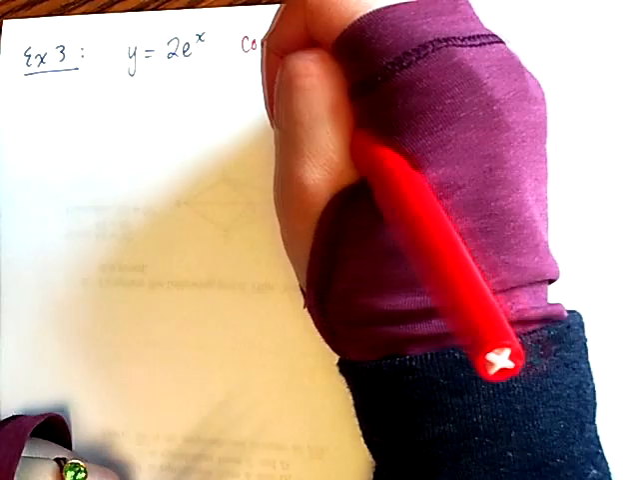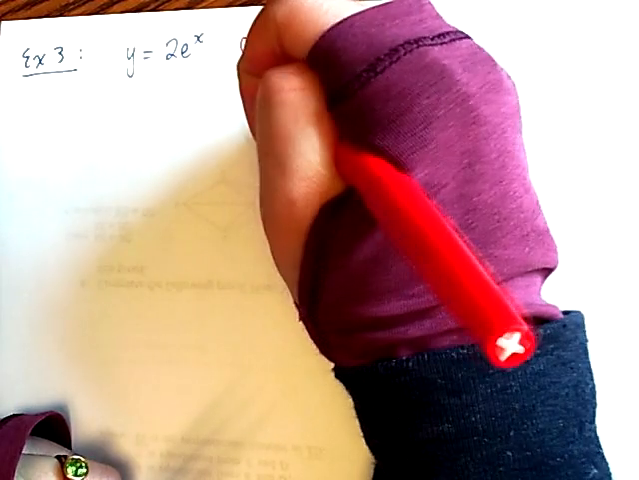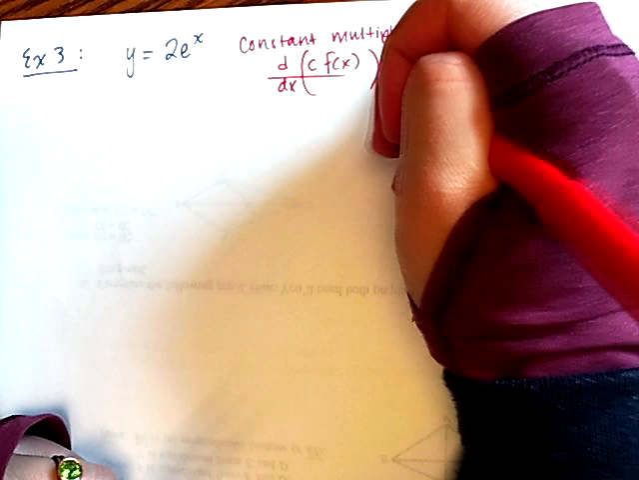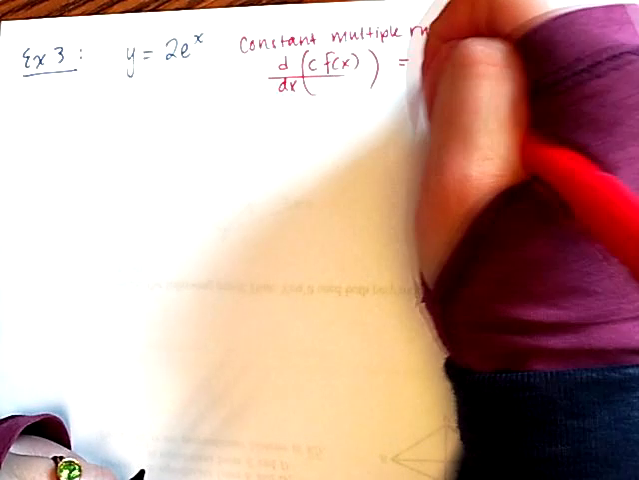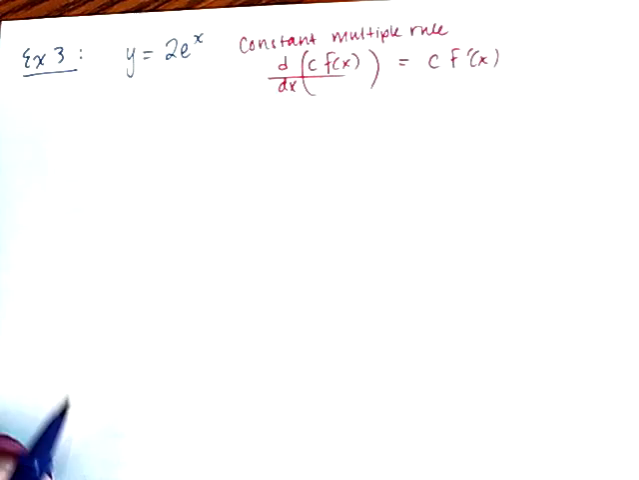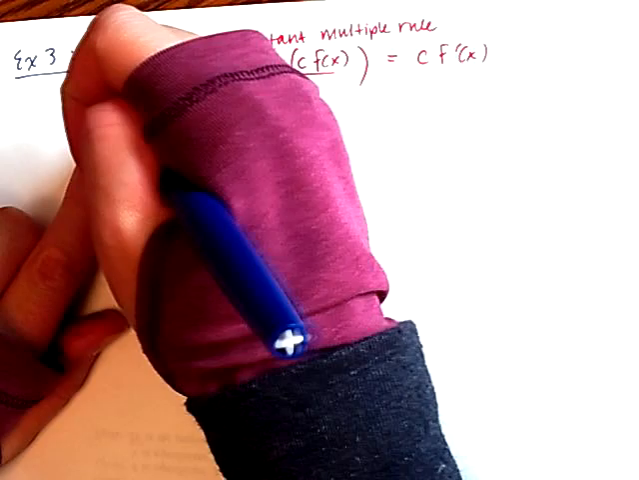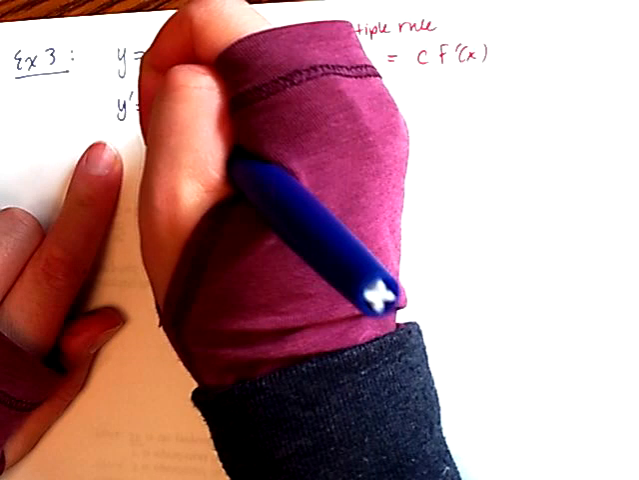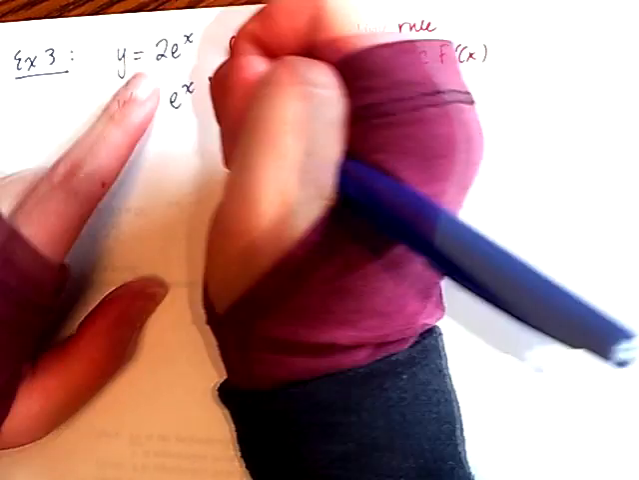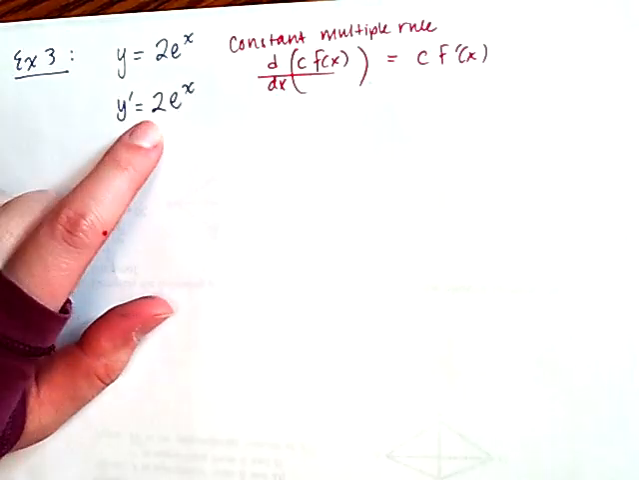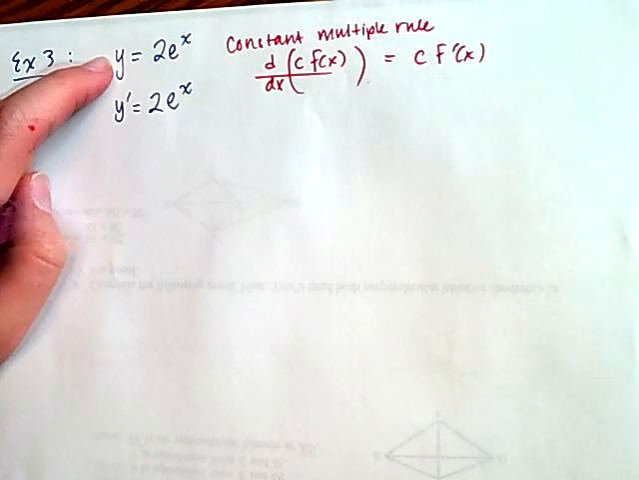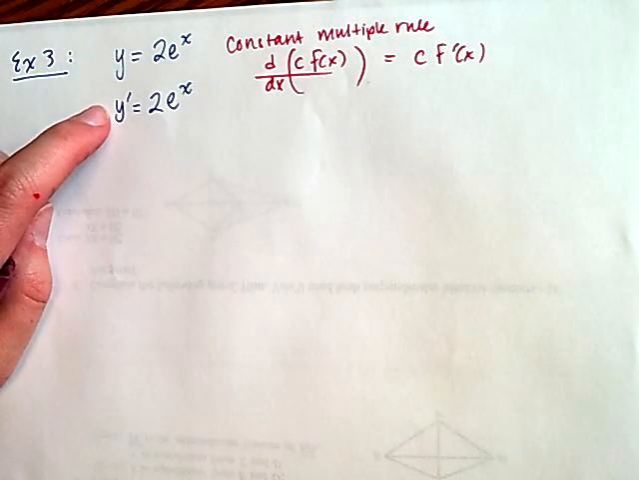So remember, if you have some constant times a function, the derivative of this will be that constant times the derivative of the function, right? So the idea here would be, since the derivative of e to the x is e to the x, the same function, then I would just multiply it by the 2. So the derivative of 2 e to the x is the same exact thing, 2e to the x.